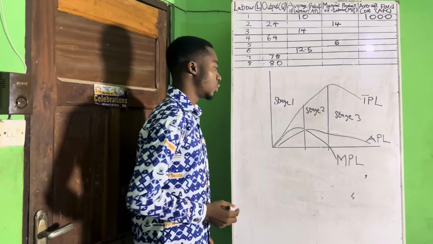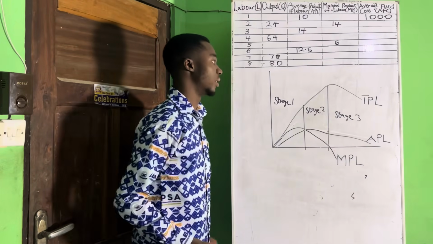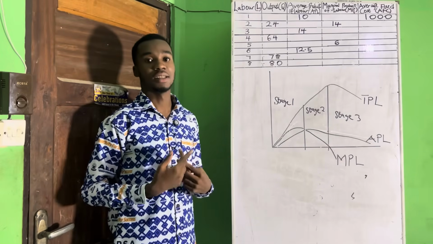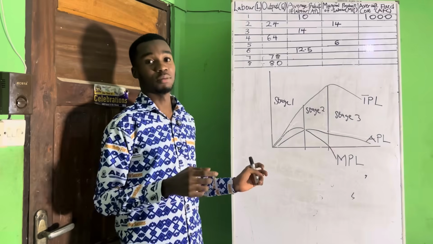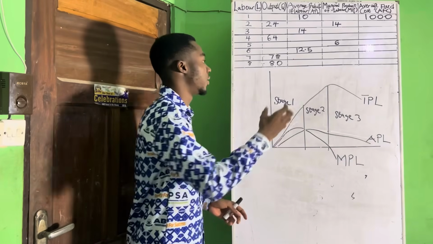So now that we've understood what marginal product of labor, average product of labor, and total product of labor are, I'm now going to explain the diagram so that in case it comes in exams, just like it came for us last year, you'll be able to do it. So now they won't let you draw the diagram. They'll just give you the diagram, then they'll ask you to explain it. You get it? So explain the various stages.